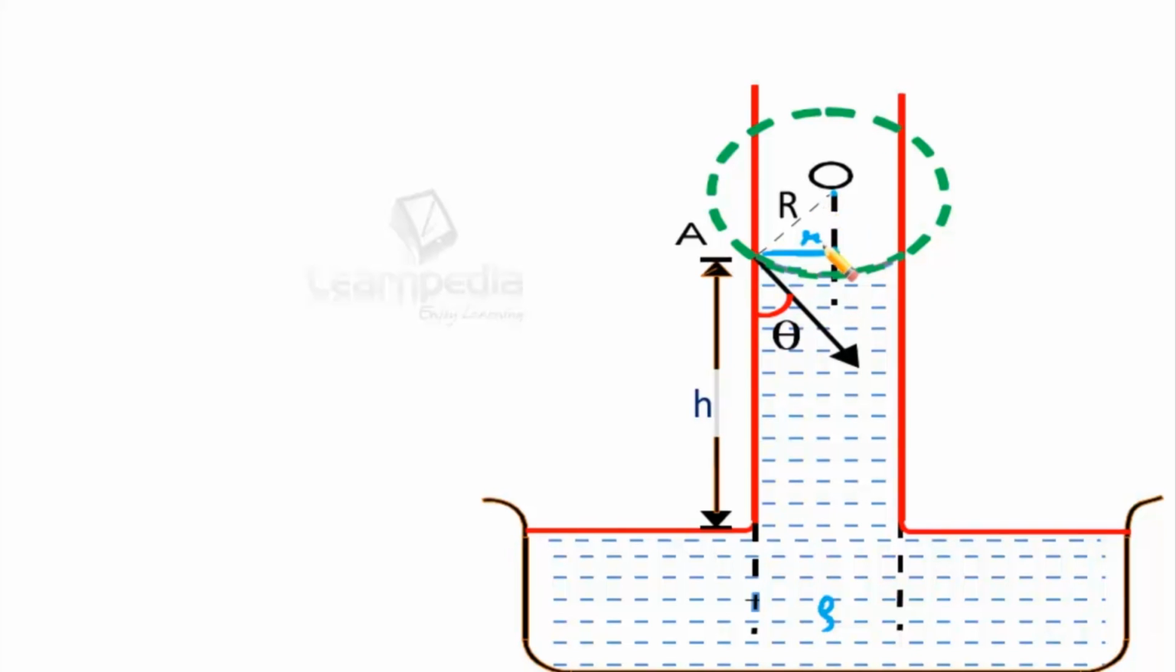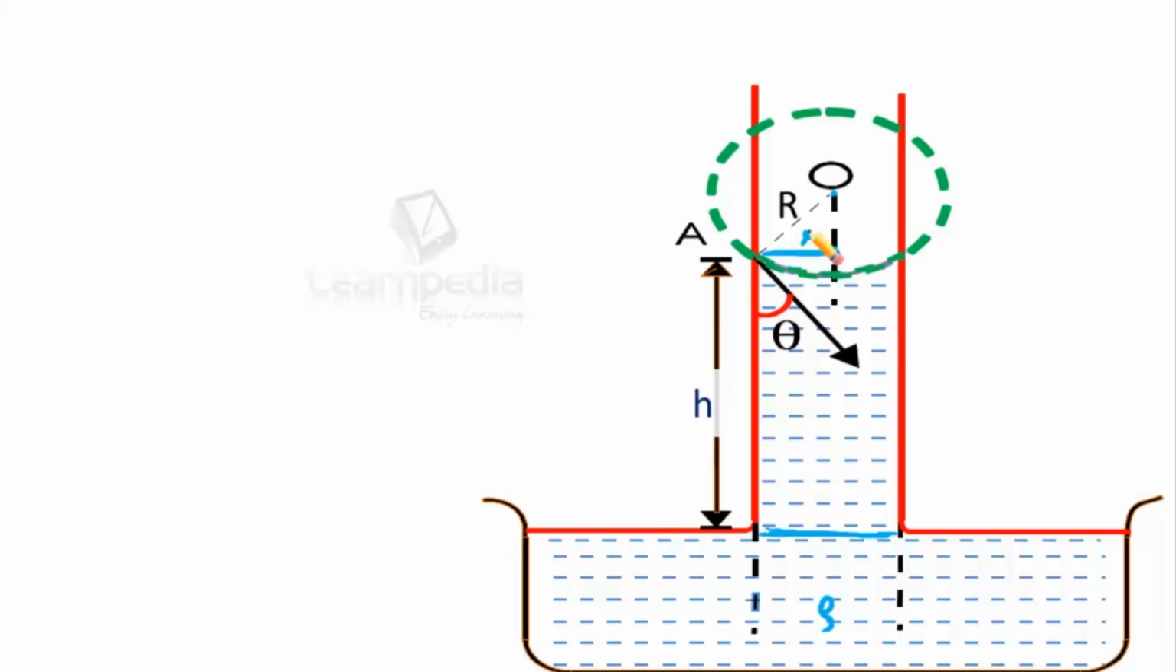Due to excess pressure, the liquid will rise in the capillary tube till it is balanced by hydrostatic pressure of the excess liquid in the capillary tube. That is the liquid which is present here. Say it is up to height H, rho g will be the hydrostatic pressure. For equilibrium, net upward force, that is 2T by R, should be equal to H rho g.